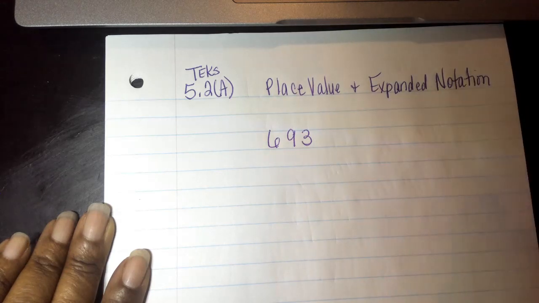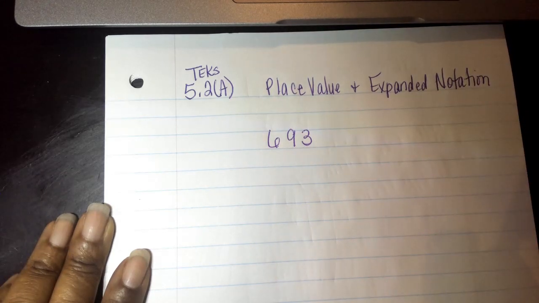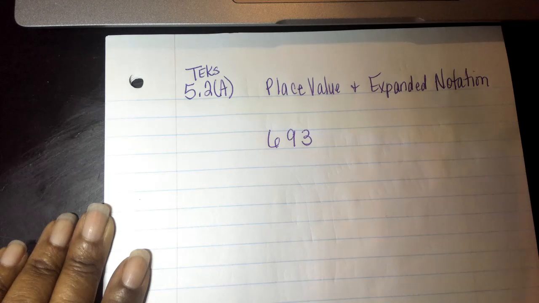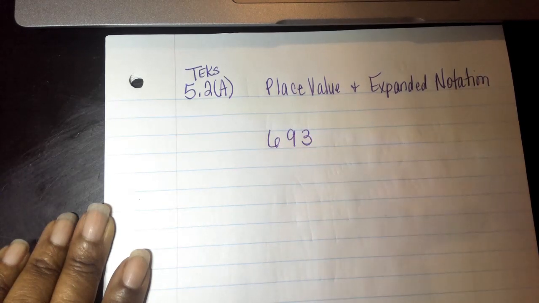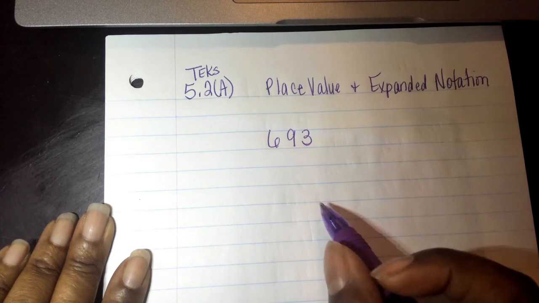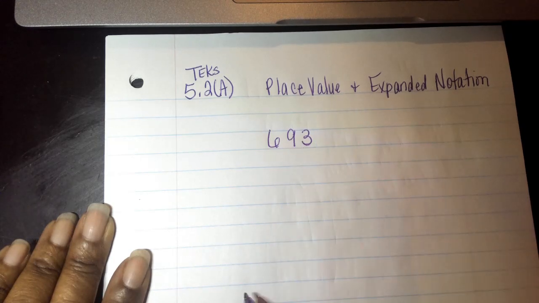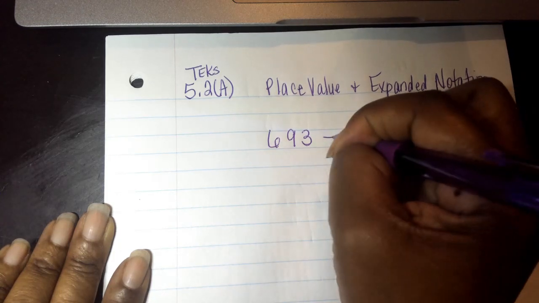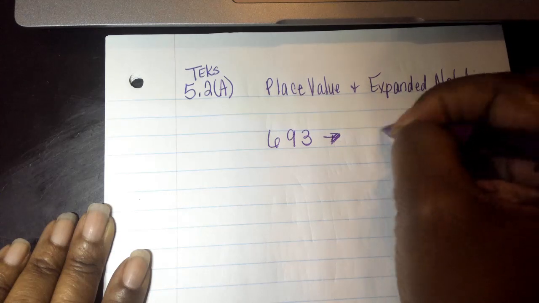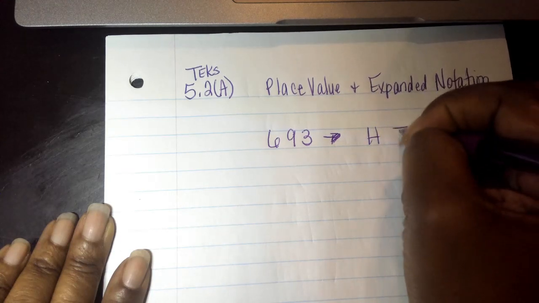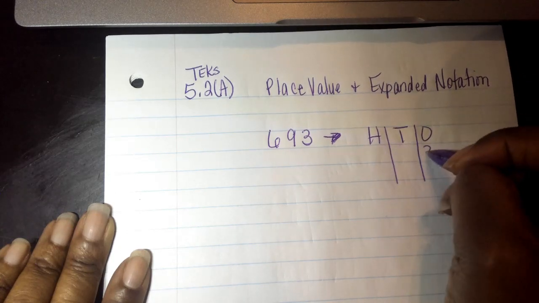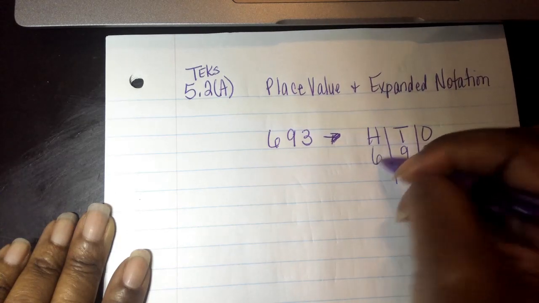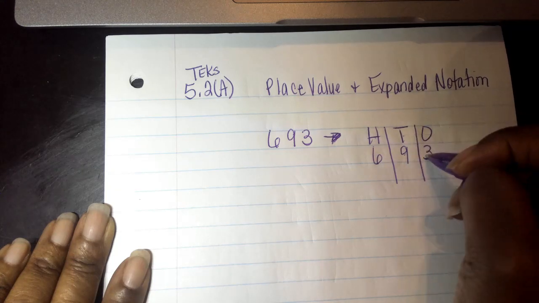Students will come to 5th grade with place value knowledge. If not, then this is a really good place to start. We want to understand that each of these digits has value in that number. This is 693. The value of this 9 is 90. The value of this 6 is hundreds. We have talked about before our place value chart: hundreds, tens, and ones. I'm going to put my 3, my 9, my 6, so 6 hundreds, 9 tens, 3 ones.